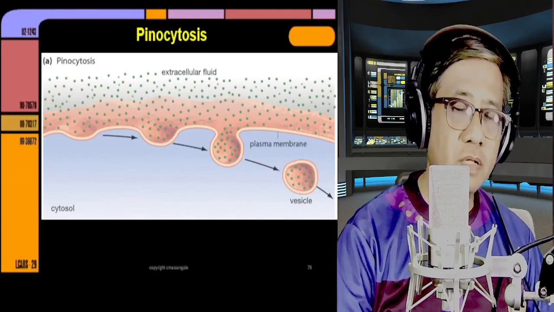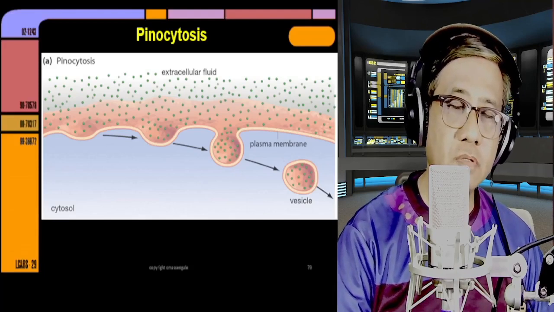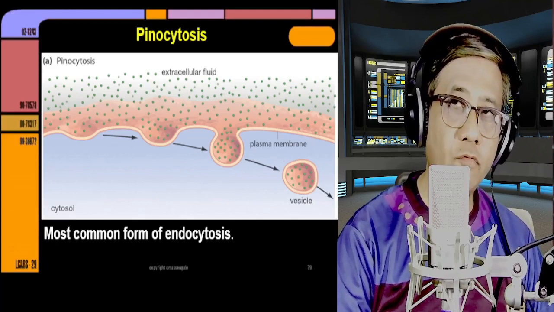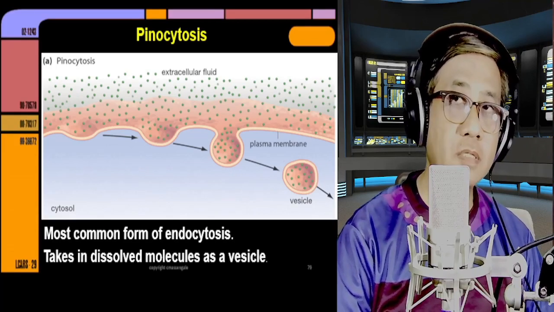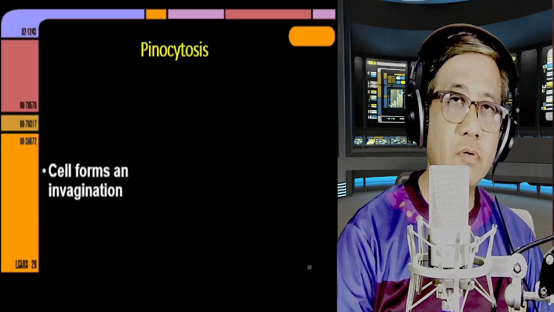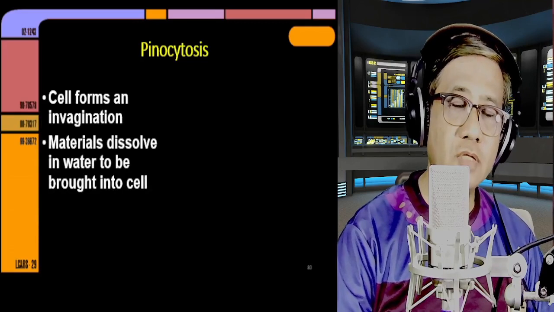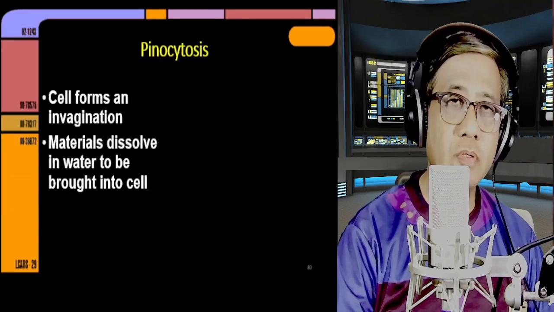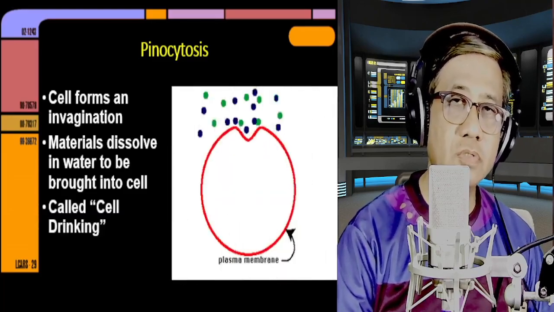Now another type of endocytosis, a special type of endocytosis, is known as pinocytosis. This is the most common form of endocytosis, wherein dissolved molecules are taken in, or what we call cellular drinking. The cell forms an invagination like what I mentioned earlier. Materials dissolved in water are brought into the cell. So pinocytosis is also known as cellular drinking.